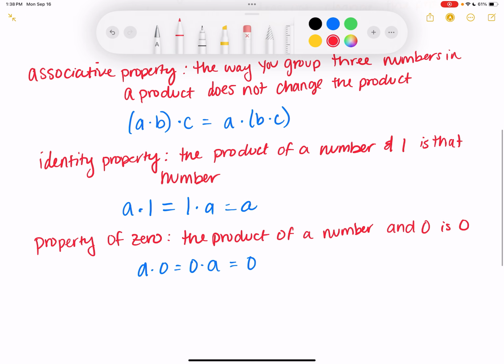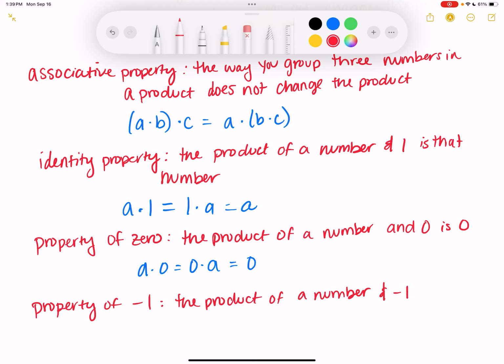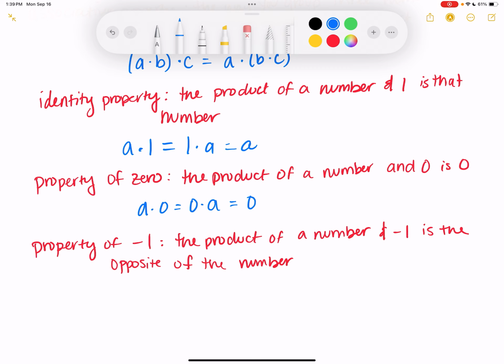And our last property is the property of -1. This says the product of a number and -1 is the opposite of the number. So if I have A times -1 or -1 times A, that's just equal to -A.